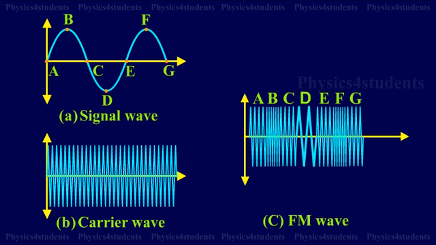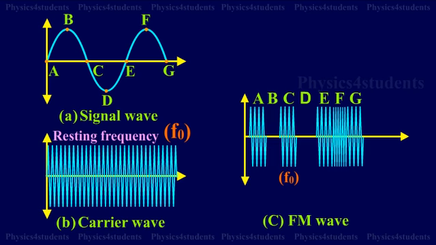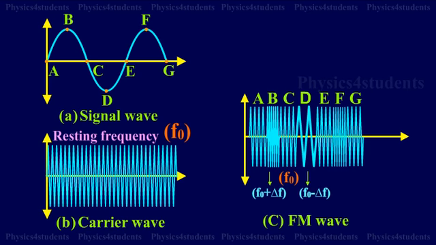The frequency of an FM transmitter without signal input is called the resting frequency or center frequency (F0), and this is the allotted frequency of the transmitter. When the signal is applied, the carrier frequency deviates up and down from its resting value F0. The change or shift either above or below the resting frequency is called frequency deviation, delta F.